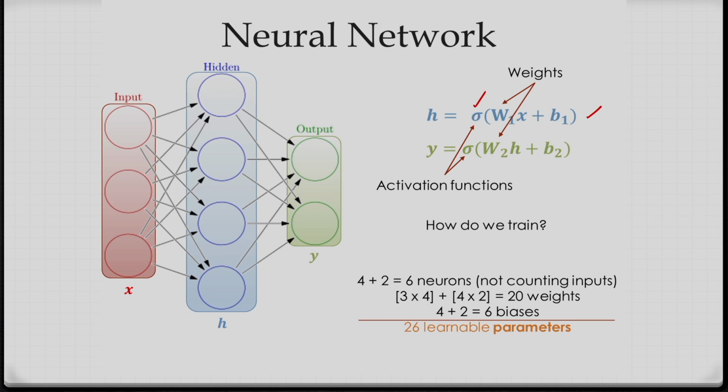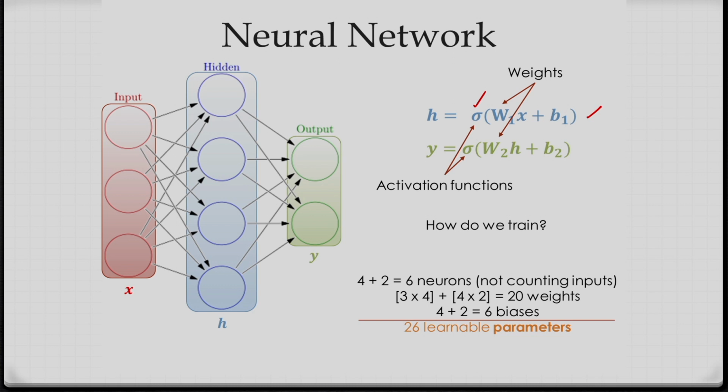And similarly, if I consider the response in the output nodes, then again I am considering the activation function sigma, that is the sigmoid function. So W2 into H plus B2, where W2 is the weights and B2 is the bias. Now in this case, how do we train this artificial neural network?